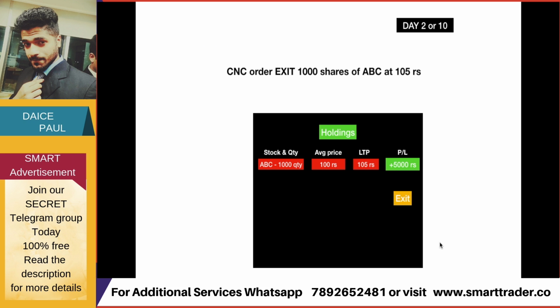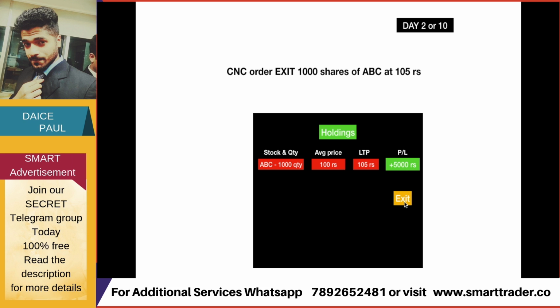This is your portfolio because you're holding this particular share. It's a delivery trade from now on. So your 1,000 shares is here. The average price which you took was 100 rupees. Now the current market price, after day 2 or day 10, whatever it is, assume it is 105 rupees, 5% up, and 5,000 rupees is my profit.